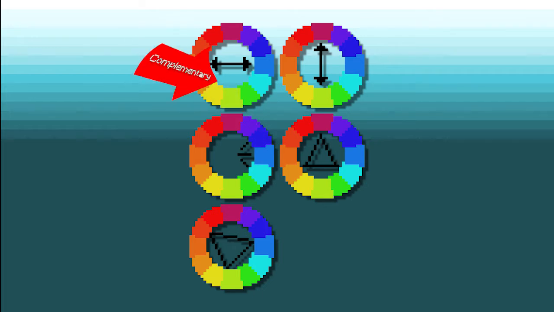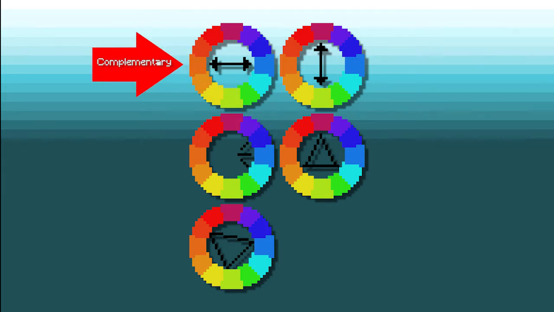The first style is complementary. It's when the colours are opposite from each other. This style is good for little pops of colour, but if you use both colours equally, the drawing can look a little overdone colour-wise. For example, let's look at Yoshi.